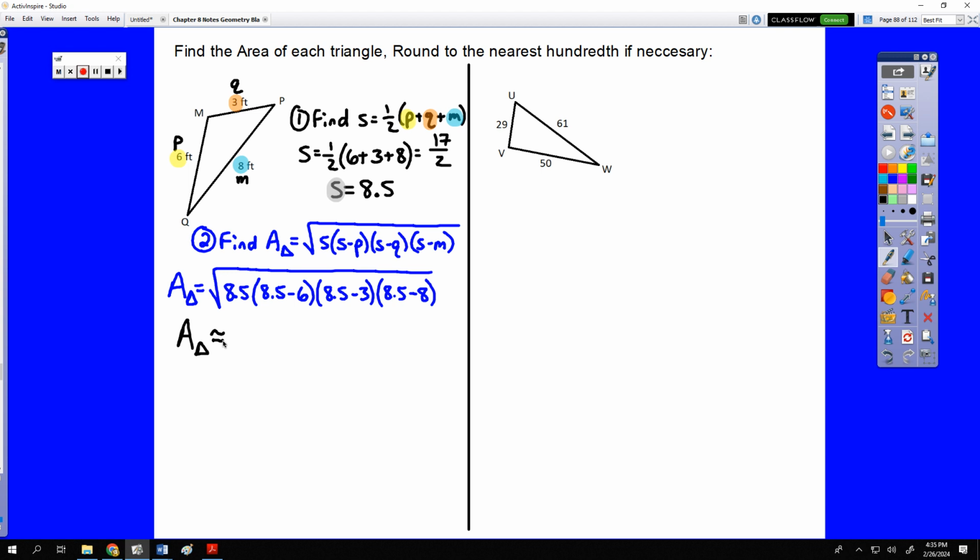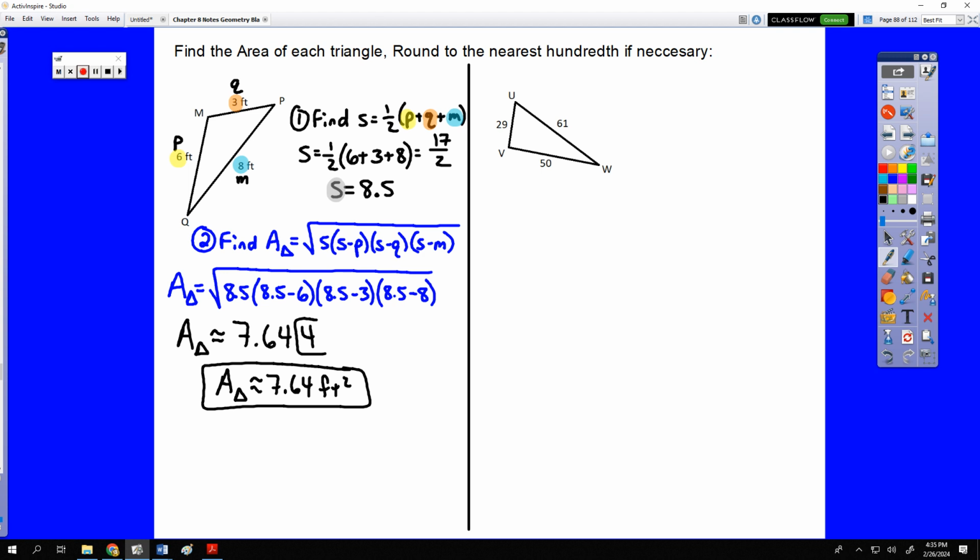So the area of the triangle would be 7.64. That next digit is a 4. We don't care about anything after that because we are rounding to the nearest hundredth. So the area of the triangle would be 7.64 square feet are my units. Okay, on to the next example.